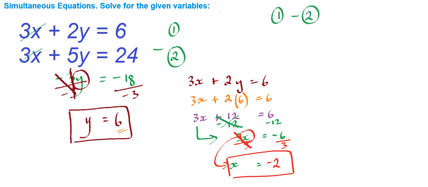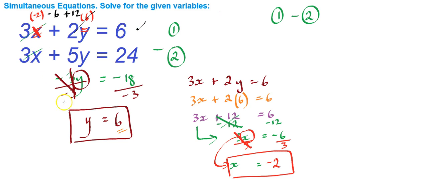Stay in the habit of checking, so let's substitute our answers. Okay, so x is minus 2, and y was 6. So 3 times minus 2, that's minus 6. 2 times 6 is 12, and that's positive 12, so plus 12. Minus 6 plus 12 is 6, so that works.